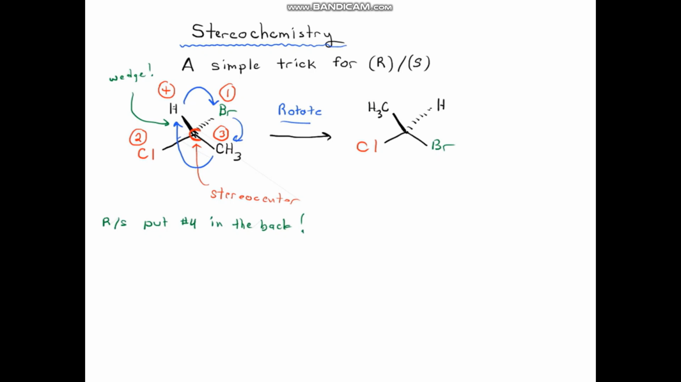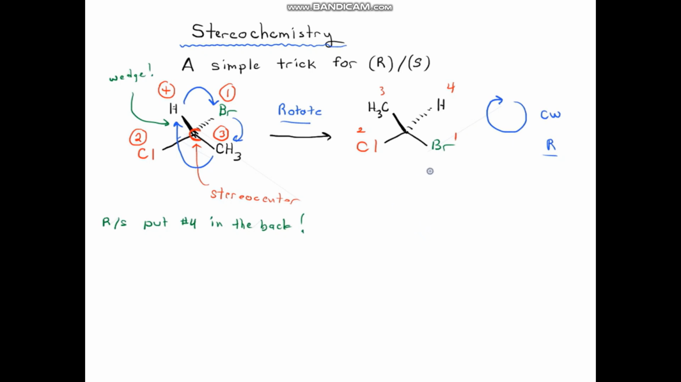Now we can figure out R and S because we've put the hydrogen in the back. So this is number 4, and this is 1, 2, 3. When we do that, we trace a line between 1, 2, and 3, and we see that it goes clockwise. So 1, 2, 3, like so. Clockwise, so it is R. That's the long way to rotate. You won't always be able to rotate a bond.